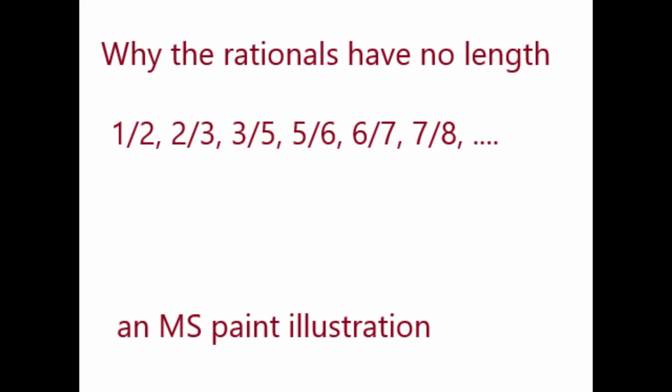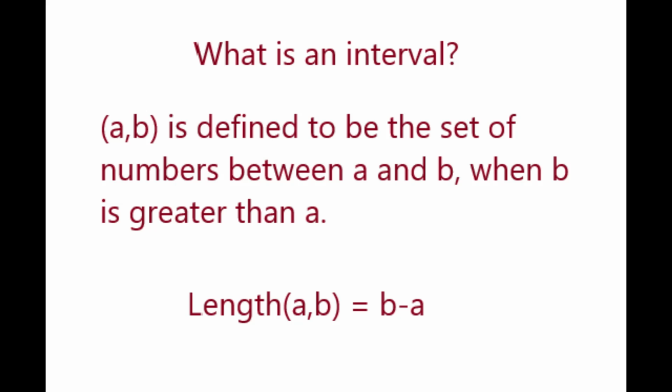Why the rationals have no length. By a rational number, I mean a ratio of two whole numbers, like 1/2 or 2/3 and 3/5. Let's start by explaining what we mean by length.